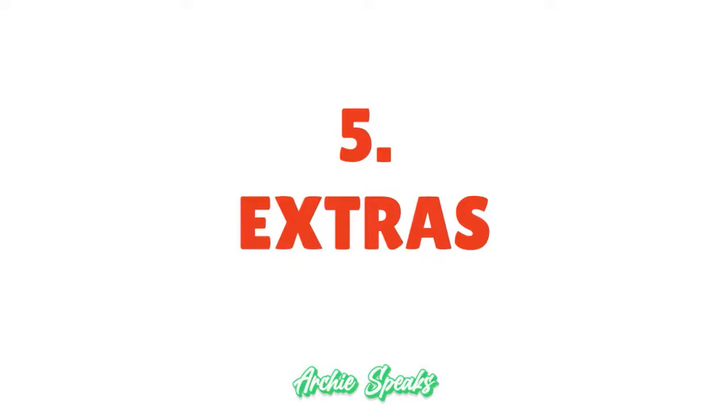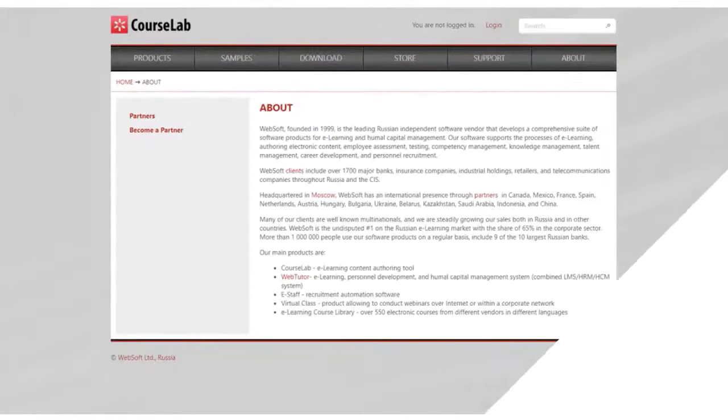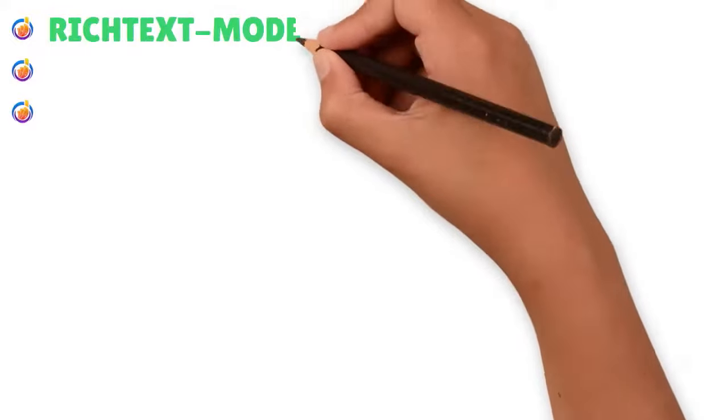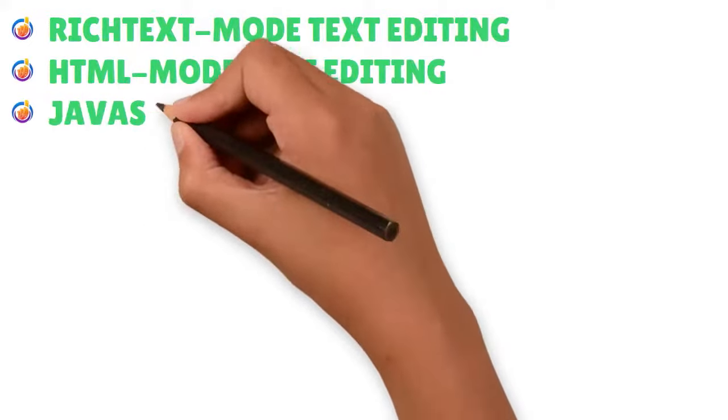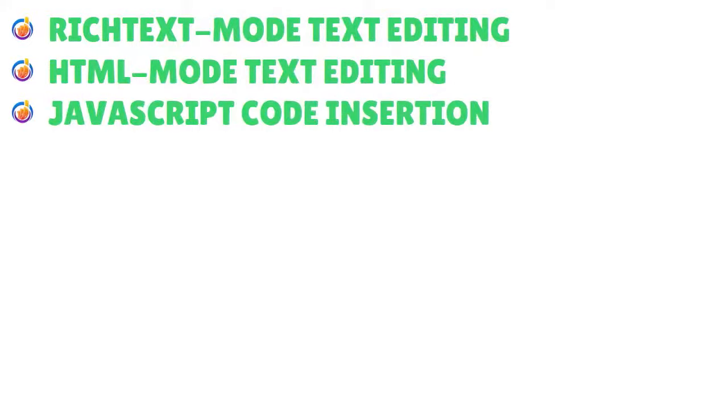Let me talk to you about the extras here. So when we think about CourseLab, what should we really think about? First of all, I want to talk about the supported formats. So the cool thing is that you have rich text mode text editing. You have HTML mode text editing. You have JavaScript code insertion. So you have what we call the primary trifecta here. In terms of pictures, so this is for text, okay? For supported formats, supported text formats.